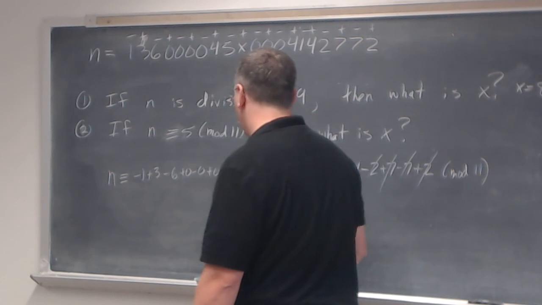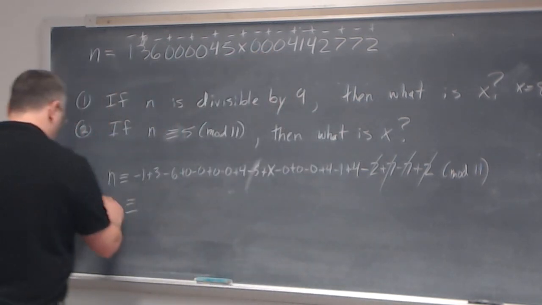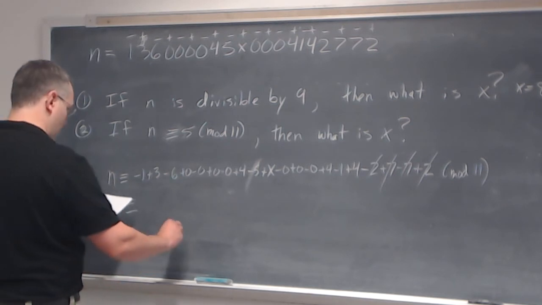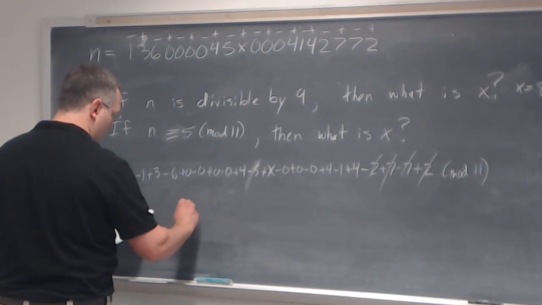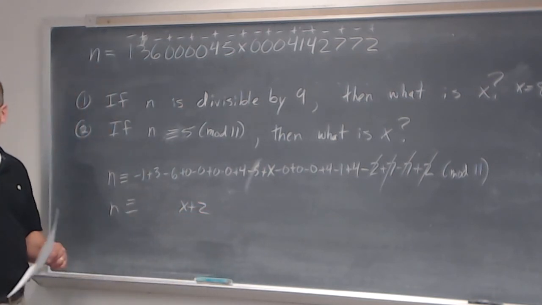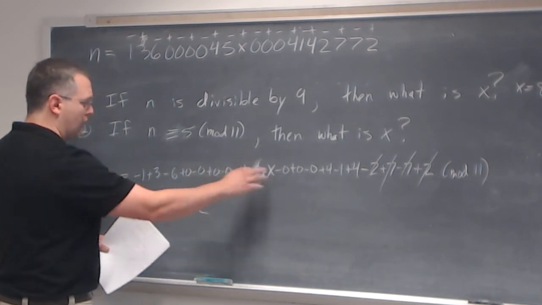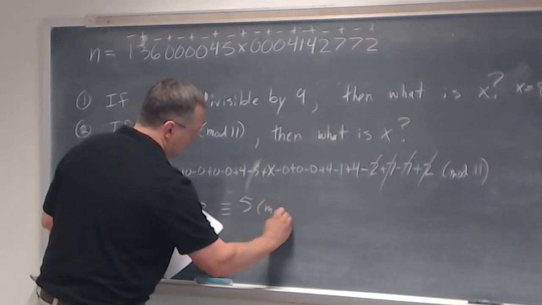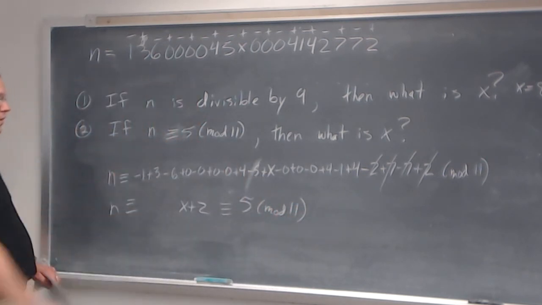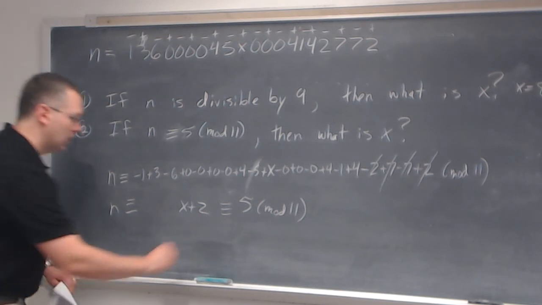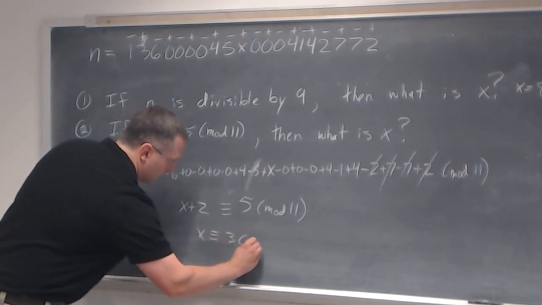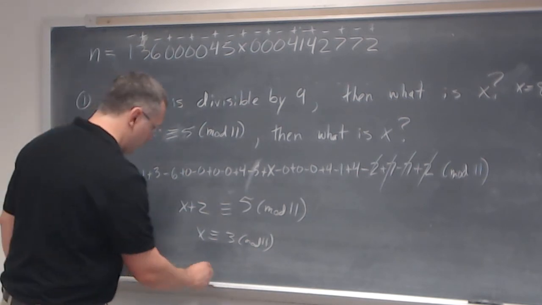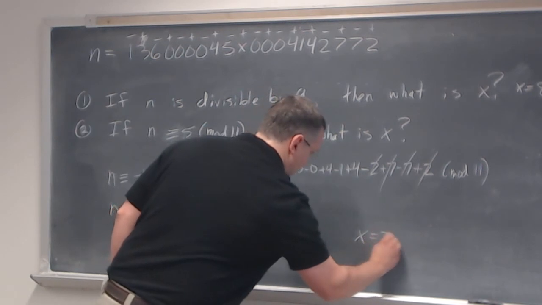So what do you get? I got x equals 2. Is that what you got? So you got an x, and then all the other numbers add up to 2, and we're saying that this must be congruent to 5 mod 11. X plus 2 is congruent to 5 mod 11. So x is 3? The only digit that's 3 mod 11 is 3. Okay.